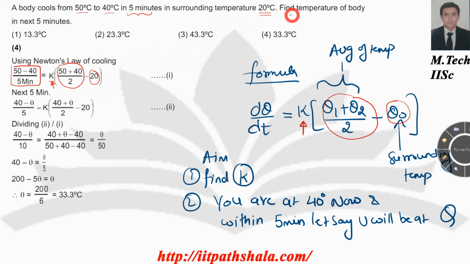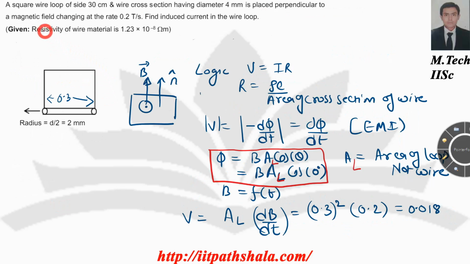Now in the second expression, where I have to find the temperature of the body in the next 5 minutes, again I am going from 40 degrees to, let us say, some temperature theta. So I just apply both sets of data which I have assumed into the same formula. I will land up with 40 minus theta by 5 equals k times the average of both temperatures minus the surrounding temperature. Take the ratio of both equations and you will land up with the value of theta as 33.3 degrees Celsius.